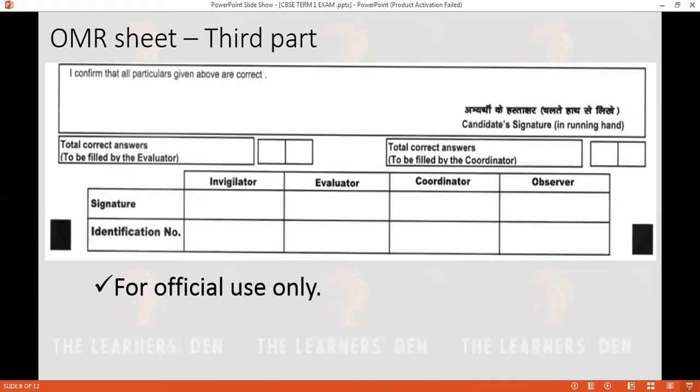OMR sheet, the third part, is right after you put your signature. That should be it. After that, you are not supposed to do anything. The last part will be the candidate's signature in running hand. The rest of the part will be filled by the coordinator, evaluator, invigilator, observer, but not by the candidate. It is for official use only. The candidate is not supposed to make any marking whatsoever in that part of the OMR sheet.